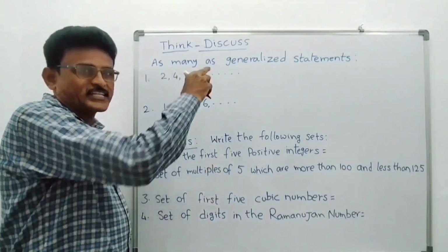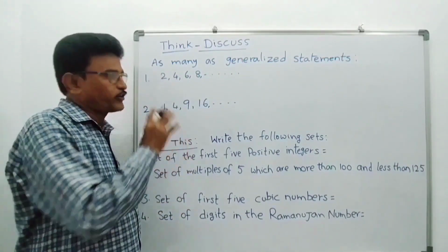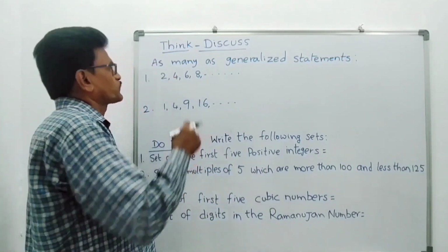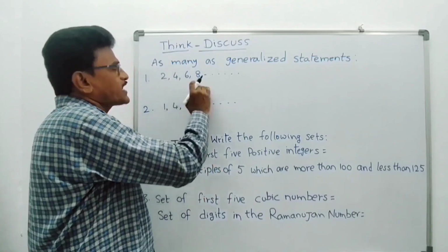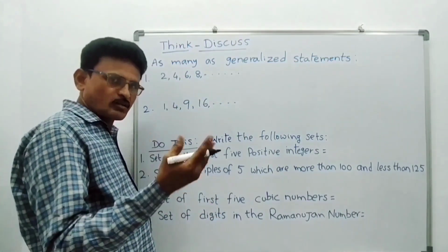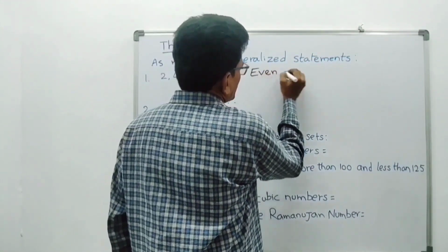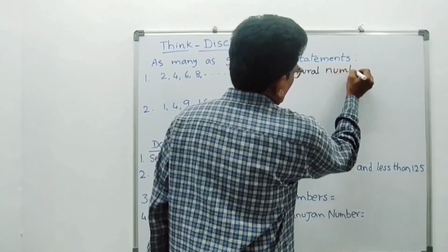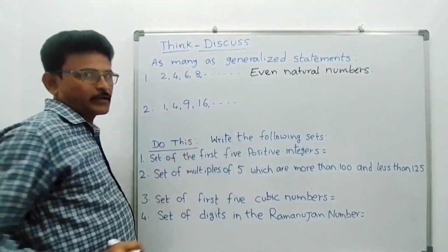Students, think and discuss problem. Say as many generalized statements as we can. In how many ways can we write this? We will try. 2, 4, 6, 8, and so on. Already I told you these are even natural numbers. These are from natural numbers only, only even numbers. So even natural numbers. That is one type of statement.